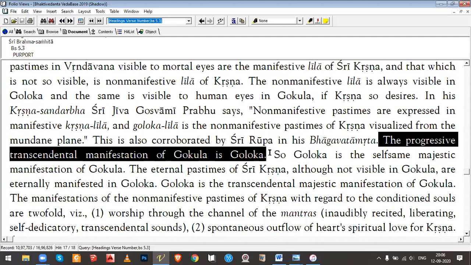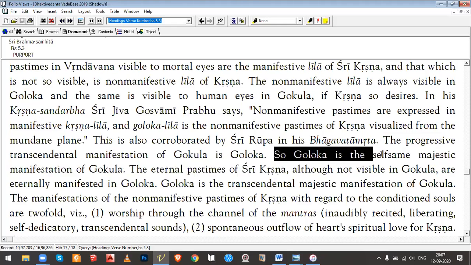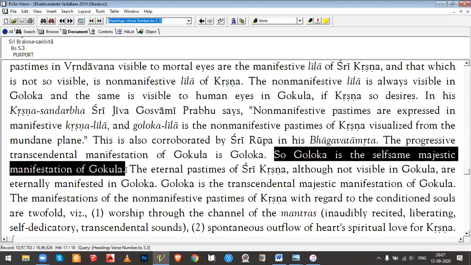So we remember we are discussing the differences. What is the difference between Gokul and Goloka? Actually, there is no difference. It is the spiritual abode. We were discussing that one is up, one is down, but there is no difference. So that progressive transcendental manifestation of Gokul is Goloka. Goloka is eternally situated in the spiritual sky. These Nitya Lilas are happening there eternally. So Goloka is the self-same majestic manifestation of Gokul. It is the same, but it is again mentioned as a majestic manifestation. Remember, we are discussing that Goloka cannot hide its opulence.